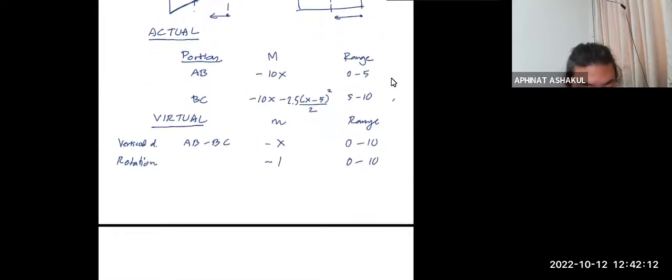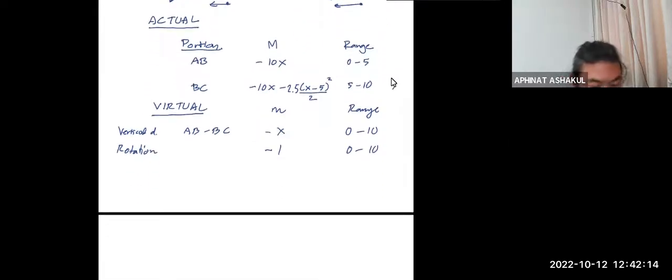So let's say the vertical deflection, not at B, but at C. Let's call that delta C. It is the integral from 0 to 5. The first one is minus 10x multiplied by minus x dx over EI.